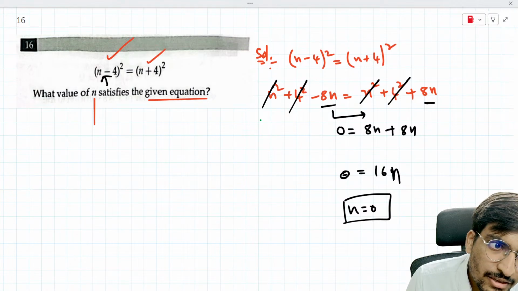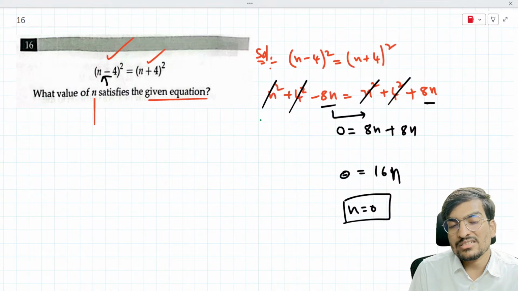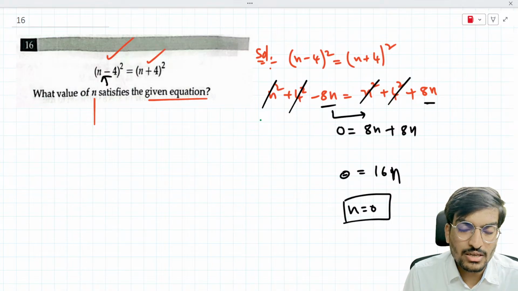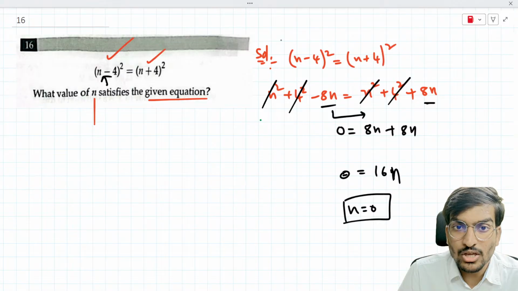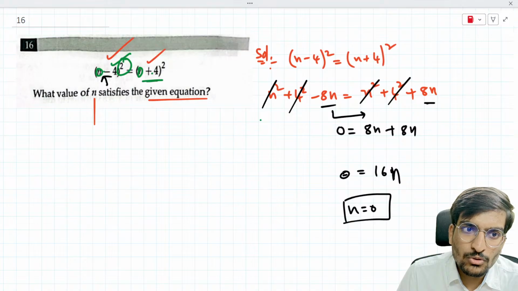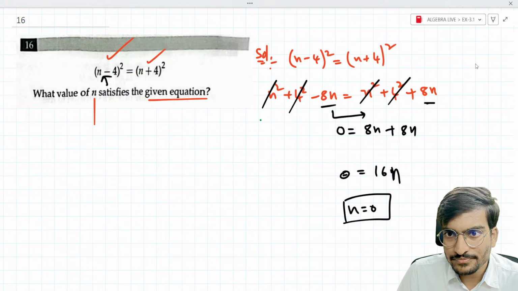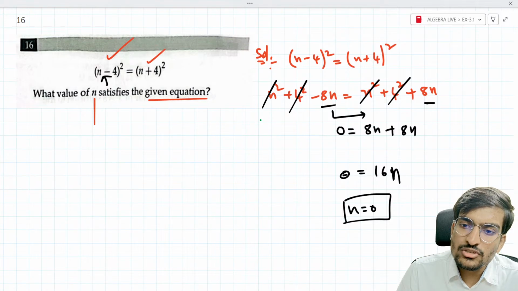Now you are aware of it, so you can identify it if questions of this kind appear in the exam. You can say directly without solving it. If you substitute 0 here without any calculation, 0 minus 4 is minus 4 whole square is 16. 0 plus 4 square is 16. Same. So the n value we assumed, 0, is true.